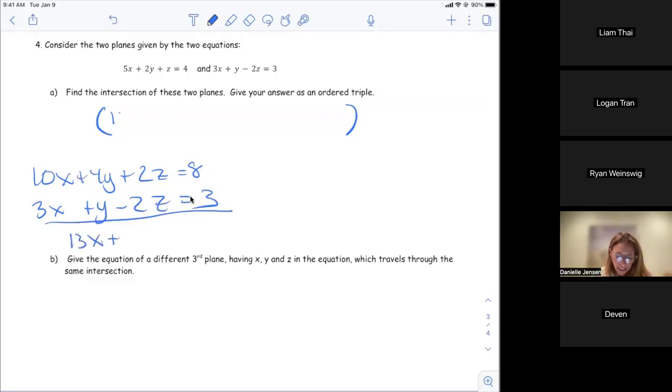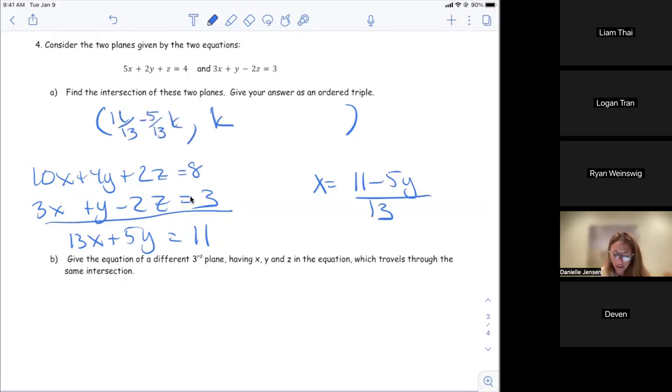Okay, and then you got 13x. Admittedly, you didn't get the best of numbers, but that's okay. So yours is going to be a little bit messier, but who's to know? You won't know this until you do it. Okay, so which variable did you choose to solve for here? I solved for x, so I did 13x equals 11 minus 5y. Okay, so 11 minus 5y over 13 was your x, right? Yeah, exactly. So y would be k, and then you'd have 11/13 minus 5/13 k for x, sorry.